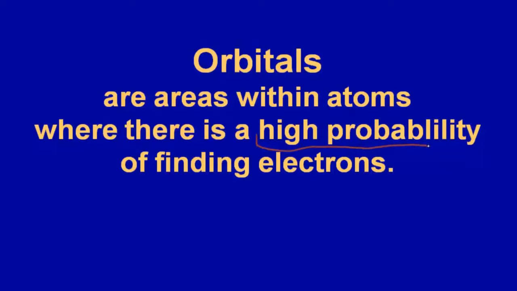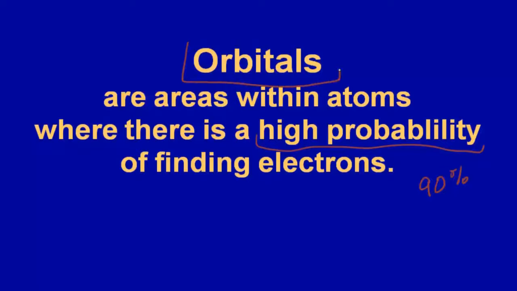And it is high probability that is the operative idea here. We don't know where they're going to be all of the time, but we know where they're going to be 90% of the time. That's what's meant when we say the probability. These orbitals are probability clouds.